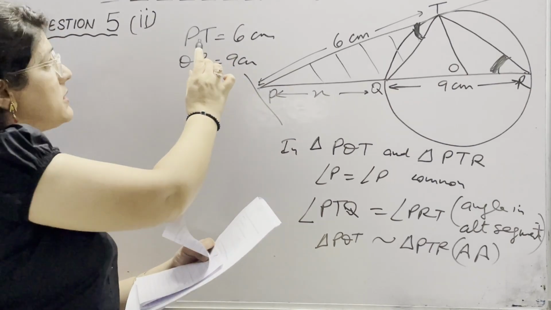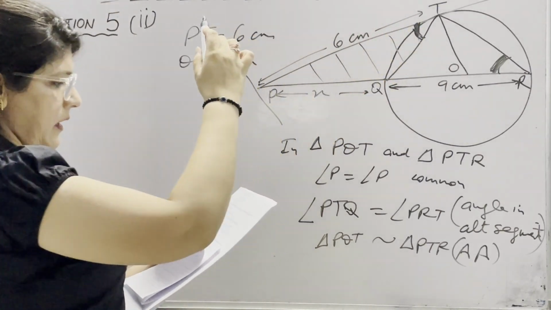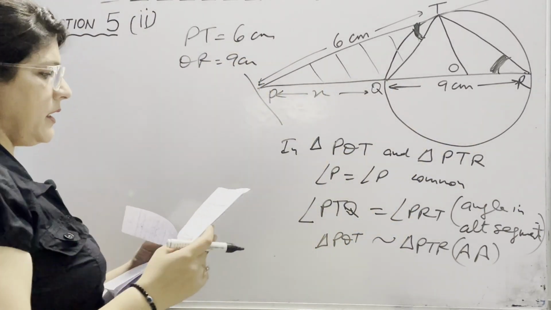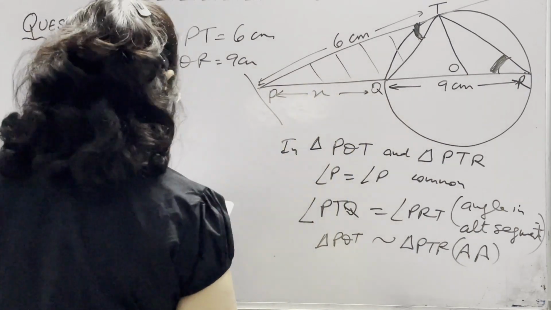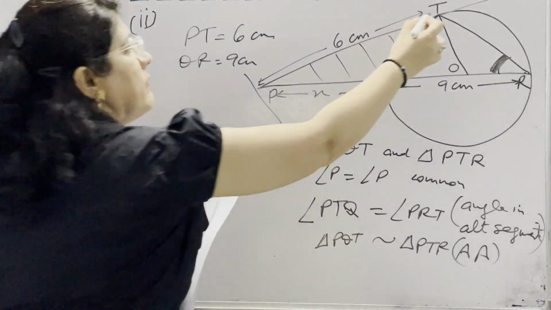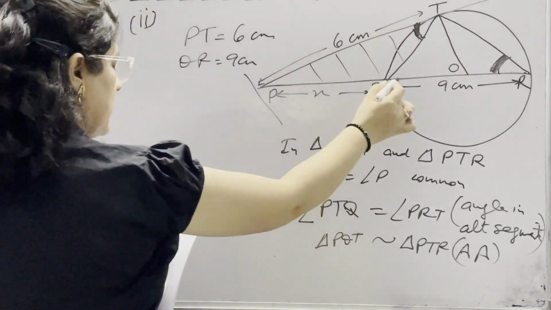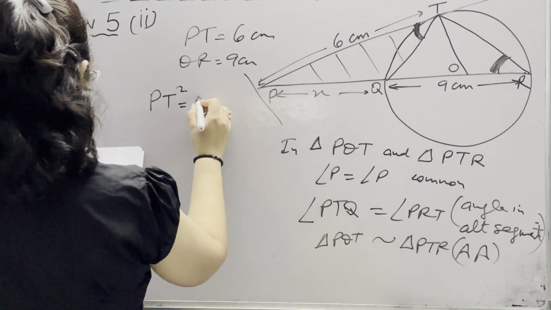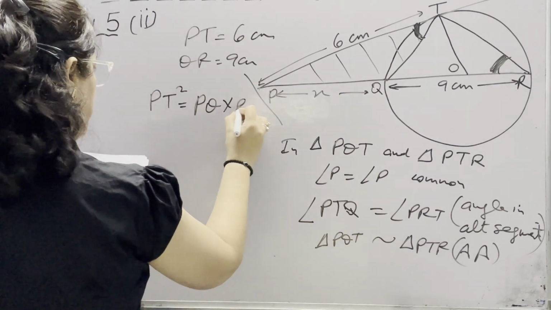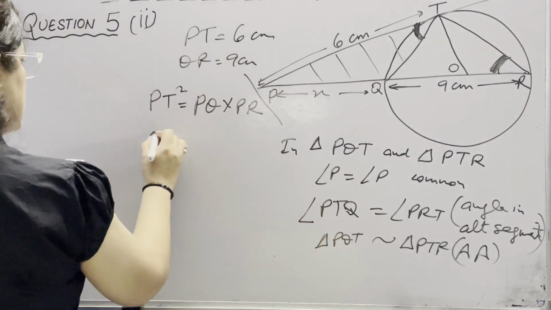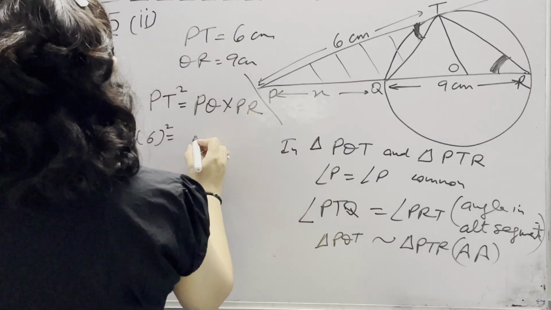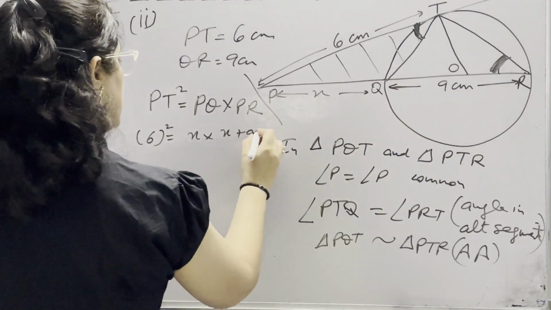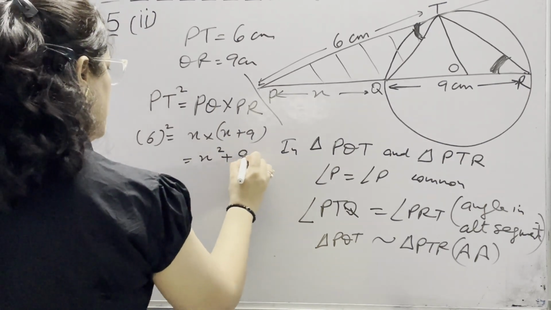In part B, PT is equal to 6 centimeter and QR is equal to 9 centimeter. These two things are given, and find the length of PQ. Let PQ be equal to X. Now we know that when a tangent and a chord meet externally, then PT square, it means tangent square, is equal to two segments, PQ multiplied by PR. Now PT value is given as 6, so 6 square is equal to the value of PQ we assumed as X, and the value of PR is this whole, it means X plus 9. So it is X square plus 9X.